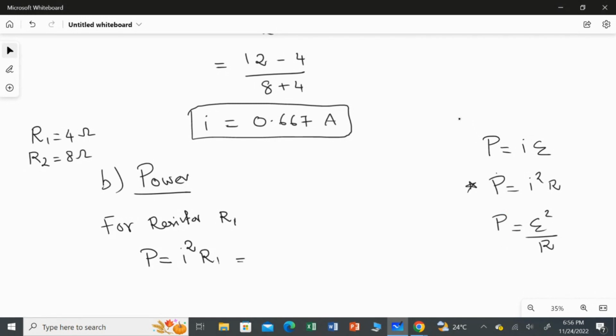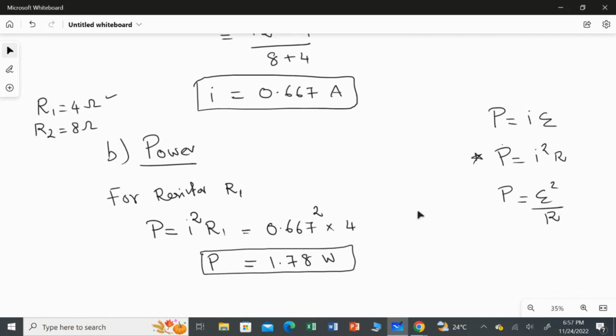I'm going to substitute the value of the current, which we found in the previous part, 0.667, squared, multiplied by the resistor 1 value, 4 ohm, right? So what should be the answer for the power in resistor 1? 0.667 squared multiplied by 4. I got the answer as 1.779, so I can write it as 1.78 watt. Clear?